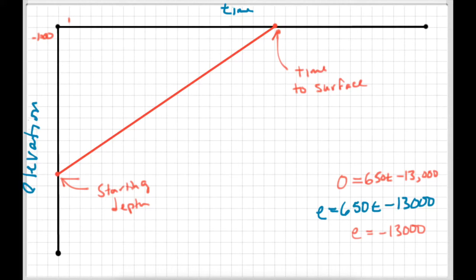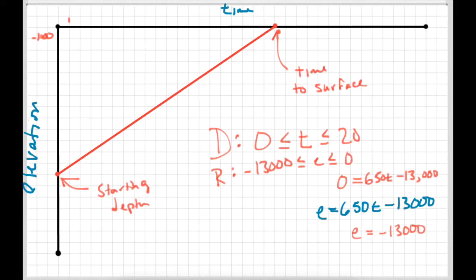We want to identify the domain and the range. The domain, well, it starts at 0, and how long does it take to surface? 20, so our time frame is 20 minutes. The range, it started at negative 13,000 feet, and what did it end at? 0. So there's our range.